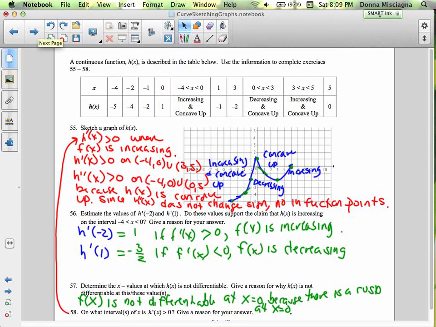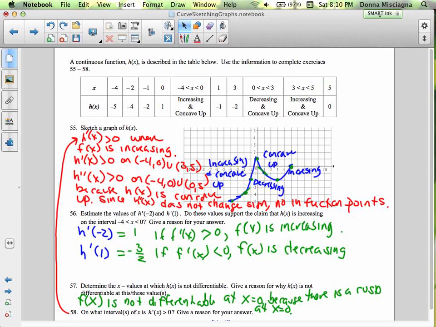All right, so it says increasing and concave up from -4 to 0. All right, so if you look, the graph from -4 to 0, increasing, the y values are getting larger, and it is concave up. Decreasing and concave up from 0 to 3, we manage that, and then increasing and concave up from 3 to 5. So notice there's no change, we just keep being concave up.